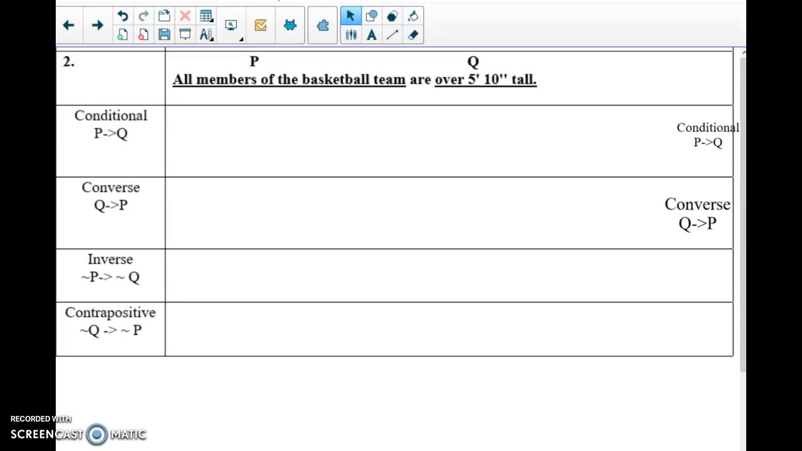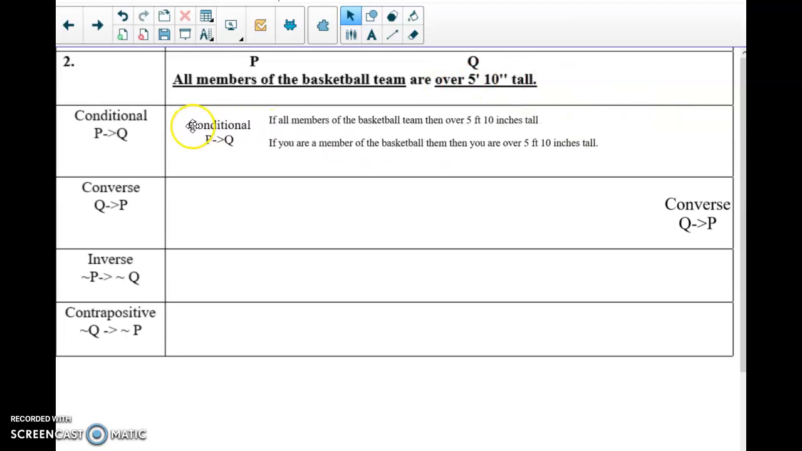Number 2, all members of the basketball team are over 5'10". So the condition for you to be a member of the basketball team is that you are over 5'10". So the P is this part, all members of the basketball team. Then you're over 5'10". So let's write that as an if-then. If all members of the basketball team, then over 5'10". And that doesn't make any sense, does it?